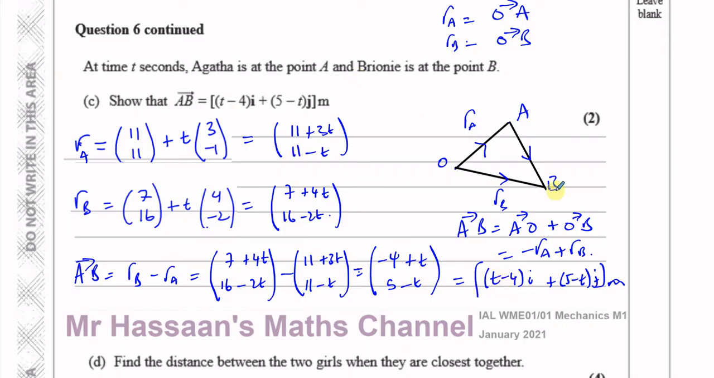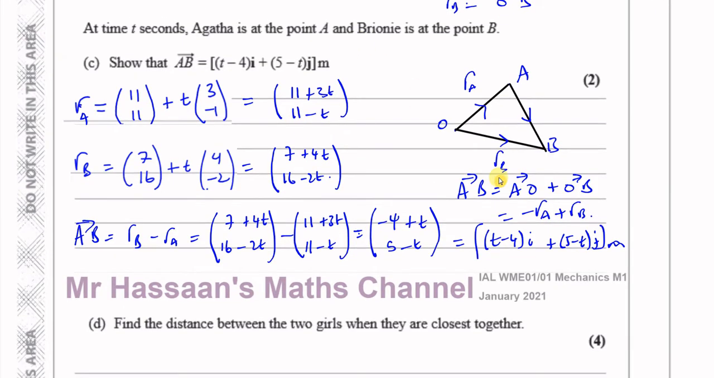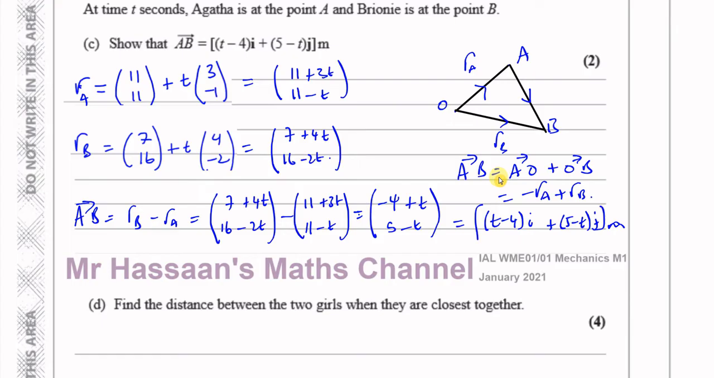So that's done. And then it says find the distance between the two girls when they are closest together. All right, so this vector here, which we found from A to B, tells us how to get from one girl to the other, how to get from Agatha to Briony.